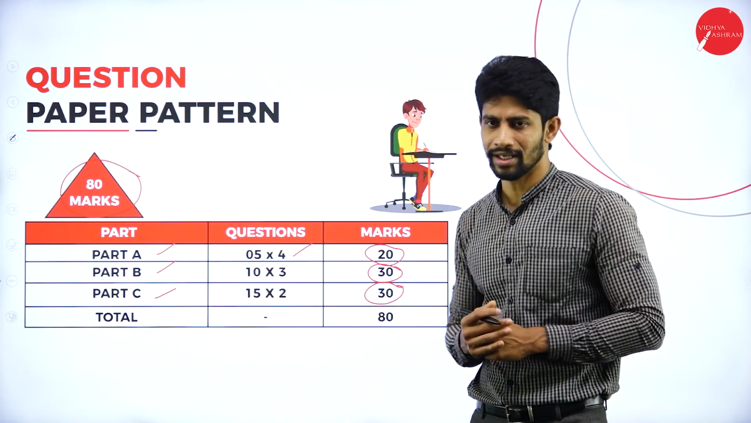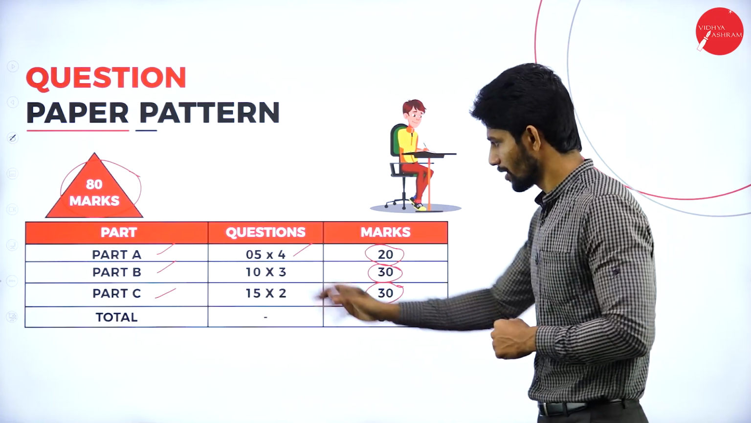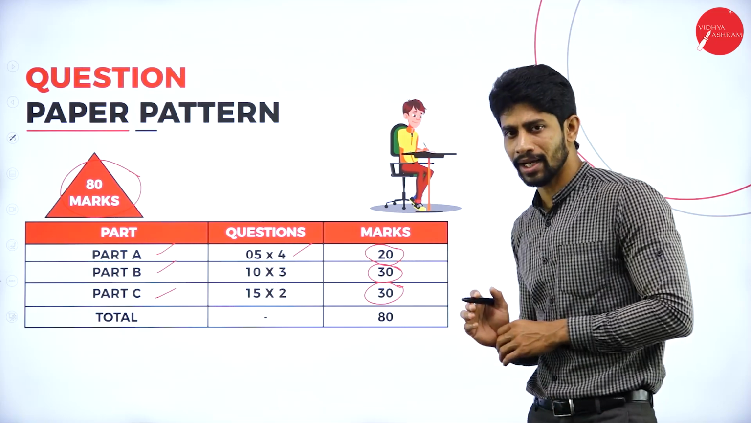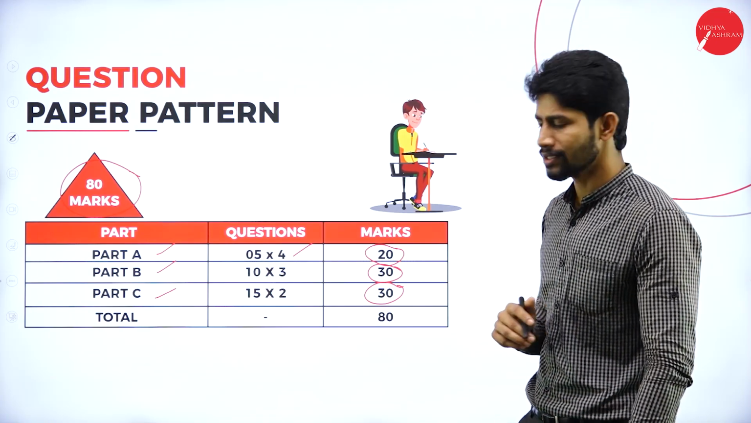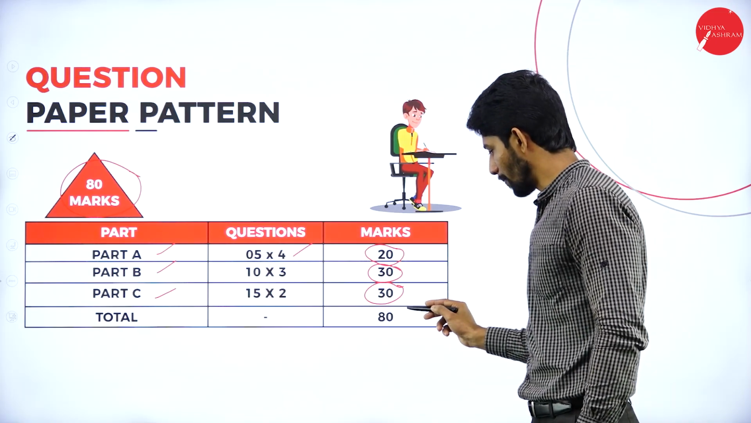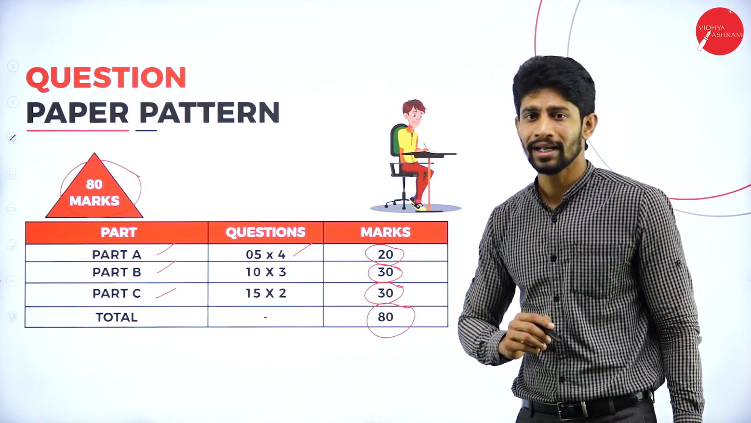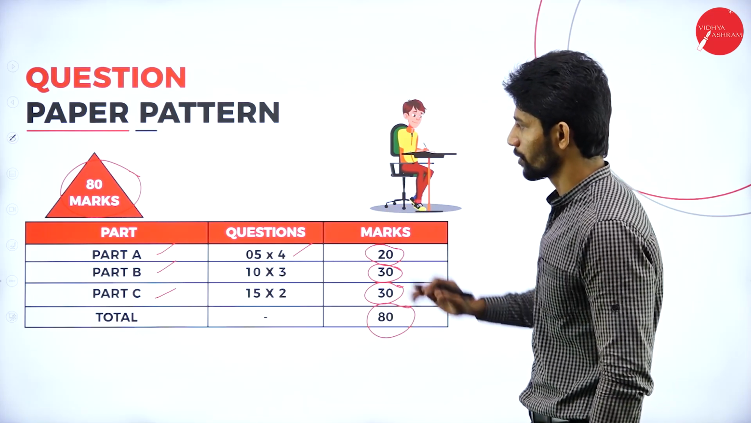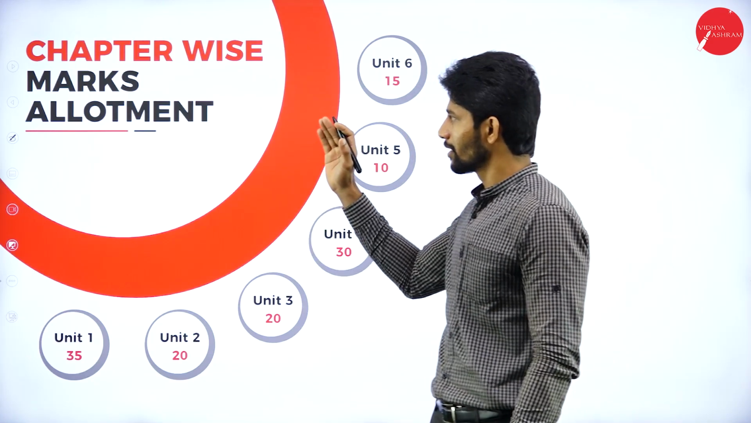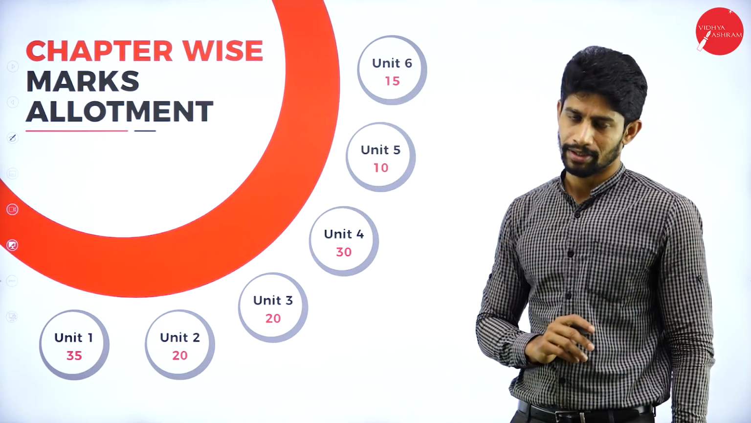So in all these 3 sections, in Part A you will be asked for 20 marks, in Part B for 30 marks, and in Part C for 30 marks. Totally, you will be writing the exam for 80 marks. So this is the question paper pattern. Next, chapter wise marks allotment.